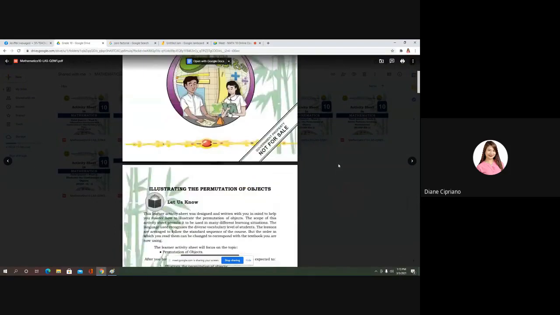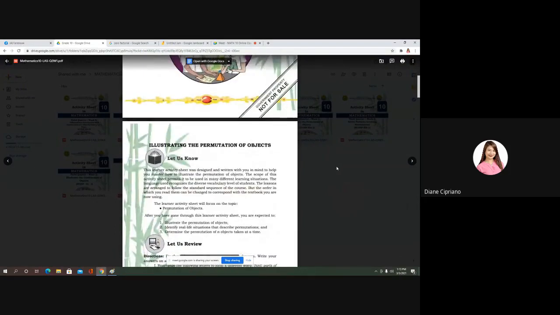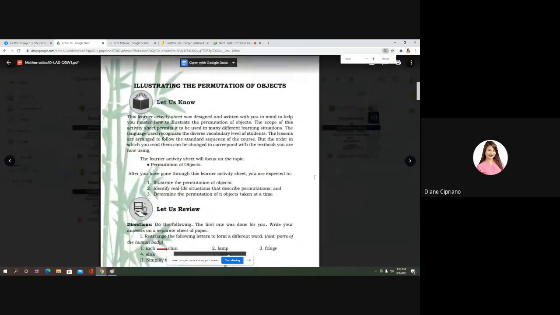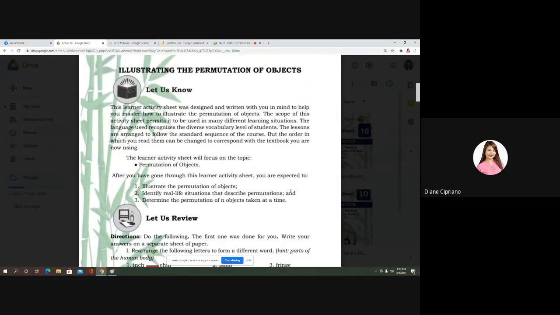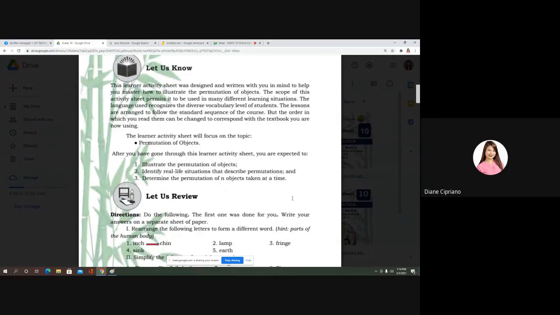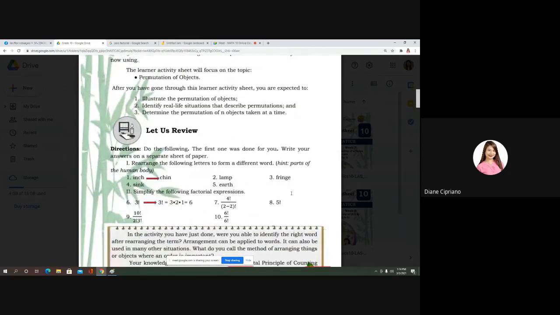So, at the end of this lesson, our objectives are: one, to illustrate the permutation of objects. Two, to identify a real-life situation that describes permutations. And three, to determine the permutations of n objects taken r at a time. So let us review part here.